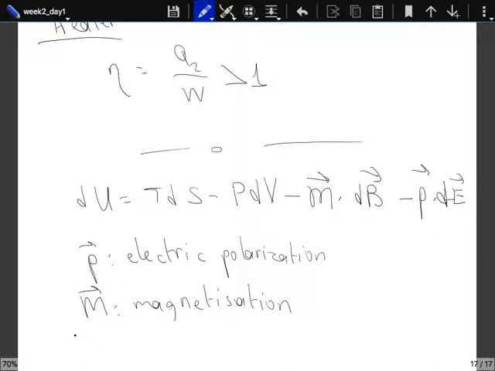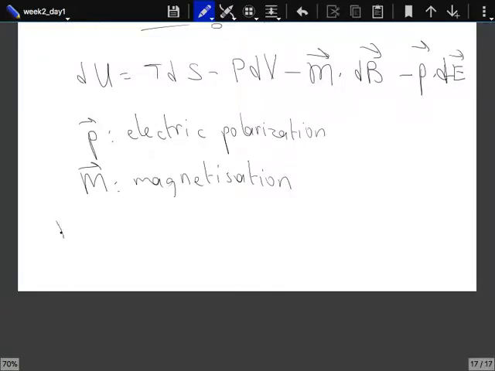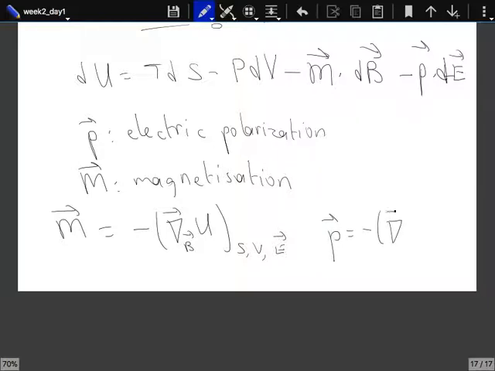Well, if this is correct, then I can calculate them. If I could determine the internal energy of the system as a function of entropy, volume, magnetic field, and electric field, I can just write it. Let's say the magnetization would be nothing but minus the gradient of U with respect to the magnetic field. It's not with respect to X, Y, and Z, but with respect to Bx, By, Bz, keeping the entropy, the volume, and the electric field constant. Similarly, the electric polarization will be minus the gradient of U with respect to the electric field, keeping S, V, and B constant. So if we can determine U as a function of the other parameters, then we can calculate all of them.